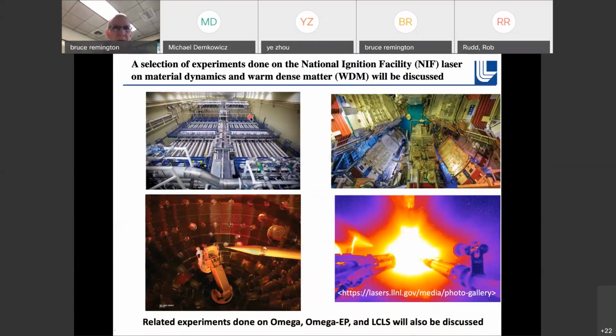There are four images of the NIF: the laser bay, the target bay, inside the chamber, and then an image of the actual chamber center during the time an experiment has gone off. We are also doing supporting and related experiments at the Omega laser, the Omega EP laser, and LCLS.